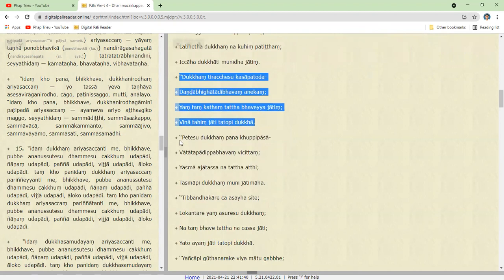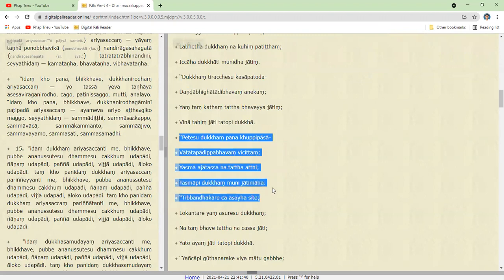Okay, let's go to the third verse. Petesu Dokhampana Kopi Pasa Wada Dabadi Depabawim Vijadan. Yasama Aja Dasa Na Data Ati Dasama Bi Dokhan Muni Jati Maha. Having explained the suffering in the animal plane, he then tried to explain the suffering in the hungry ghost plane.